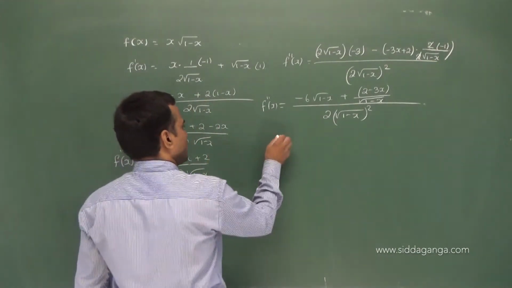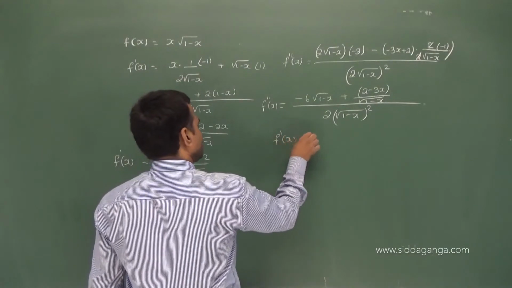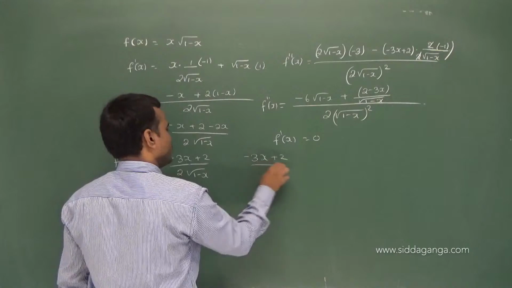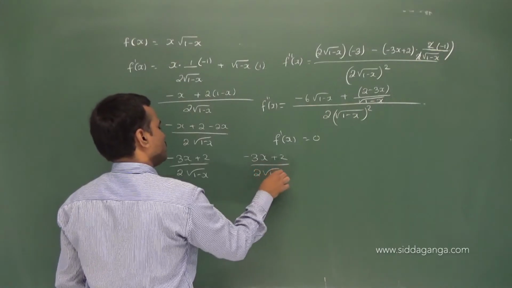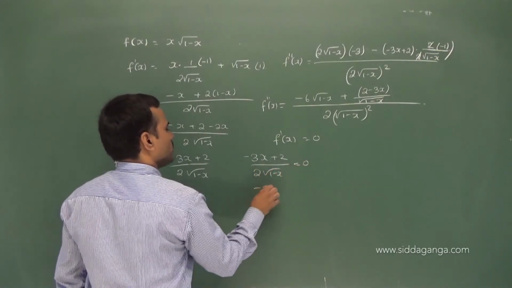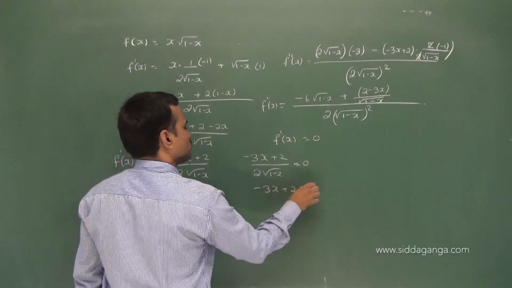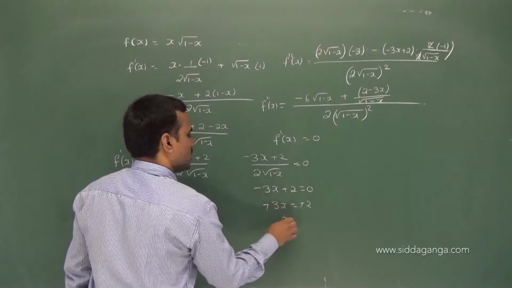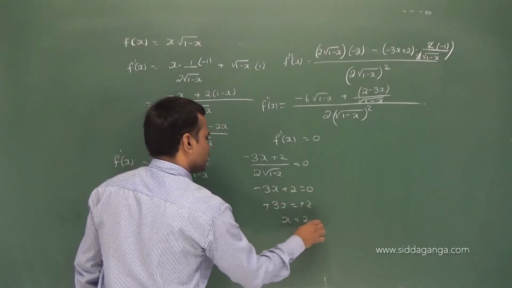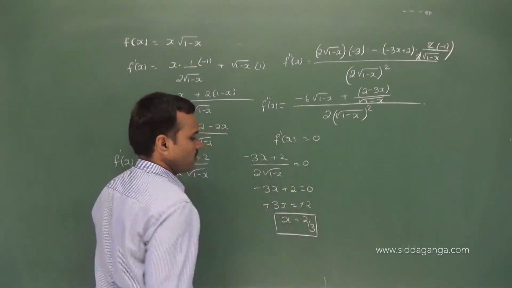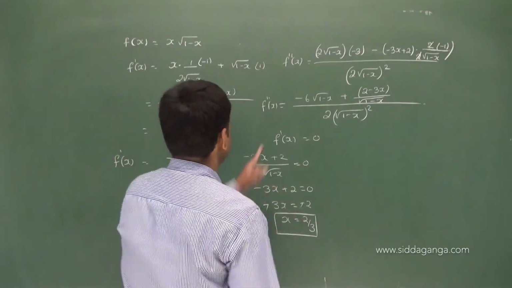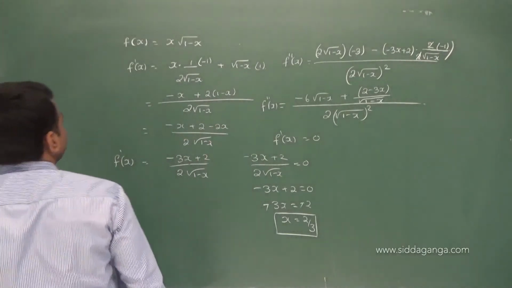Okay. So f dash of x is equal to 0: minus 3x plus 2 divided by 2 into square root of 1 minus x is equal to 0. So minus 3x plus 2 is equal to 0, minus 3x is equal to minus 2, x is equal to 2 by 3. Only one critical point we find. x is equal to 2 by 3. Substitute here.